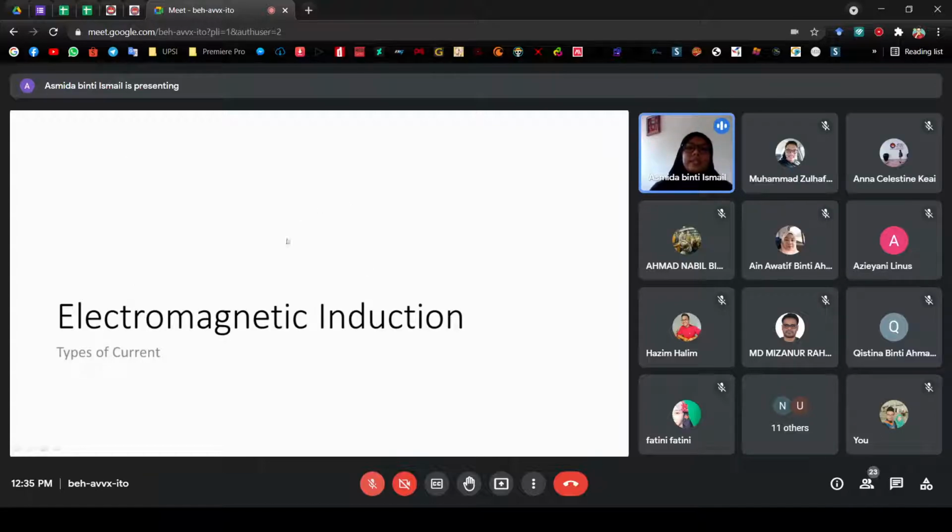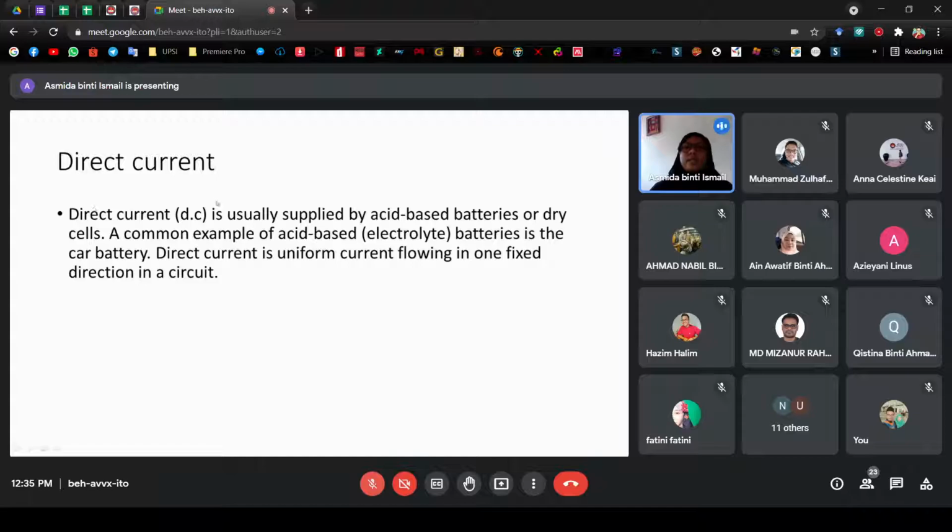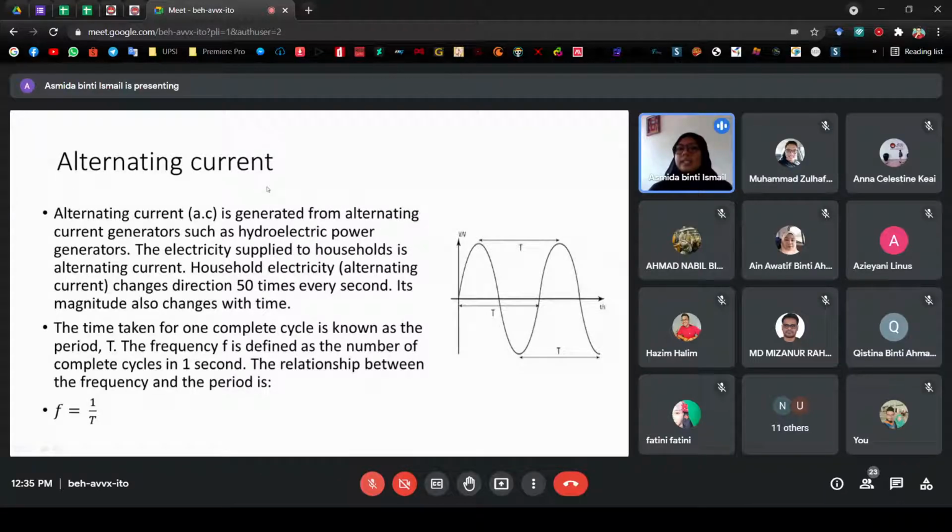Electromagnetic induction types of current. You have a direct current, okay, and you have an alternating current. Ini ada arus ulang alik dan ada arus terus. So induction current ni dia boleh menghasilkan dua-dua arus ni, dia boleh hasilkan arus terus, dia boleh hasilkan arus ulang alik.